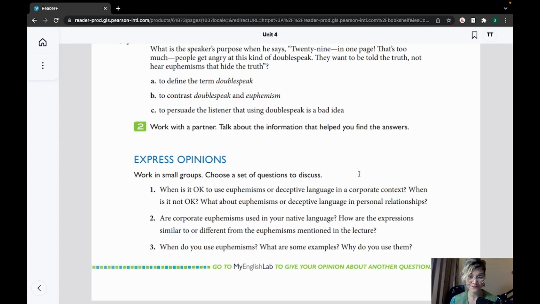What do you think? Number 2, are corporate euphemisms used in your native language? How are the expressions similar to or different from the euphemisms mentioned in the lecture? And the last one, number 3, when do you use euphemisms? And what are some examples? And why do you use them? Please answer these questions. Use PEEL or ARL. Very important. And then when we meet each other in class, you can express your opinion, but with structure. Remember, structured thinking, structured speaking.